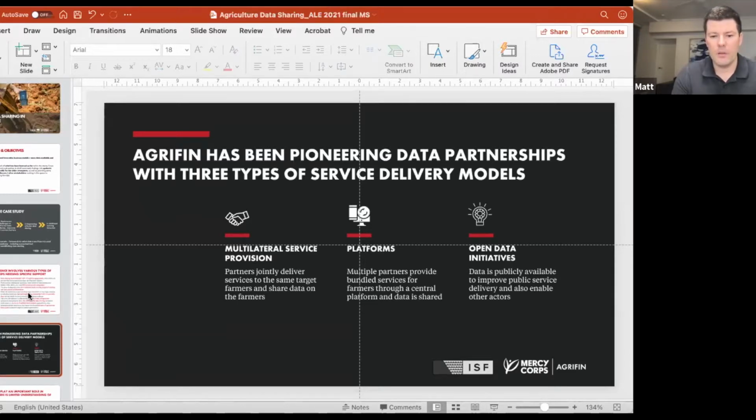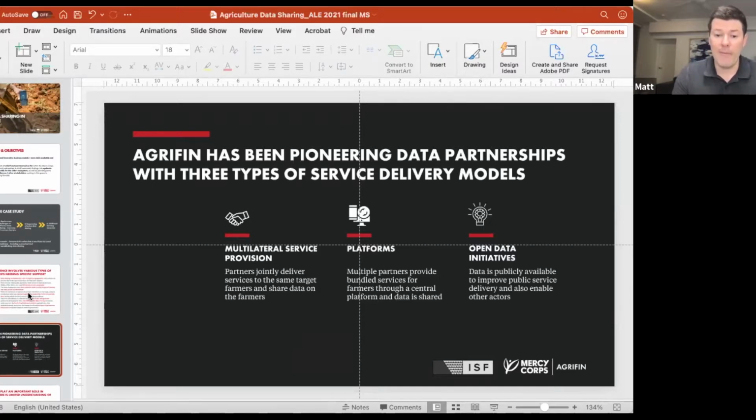One of the important framing elements to the work was understanding that there were 3 really different types of service delivery models that were using data sharing agreements. So in a large number of cases, it was really just what we called multilateral service provider partnerships. So this was 2 or more partners who independently decided to share data in order to support a shared product.